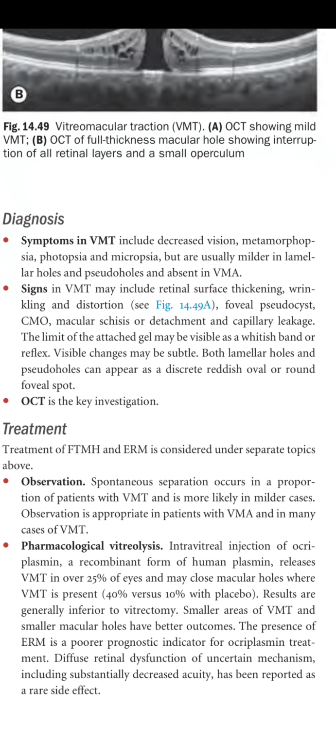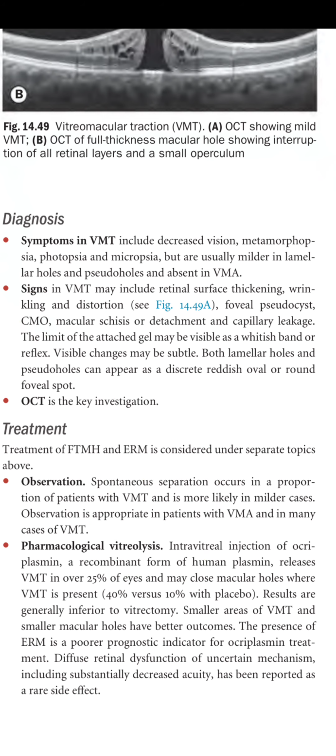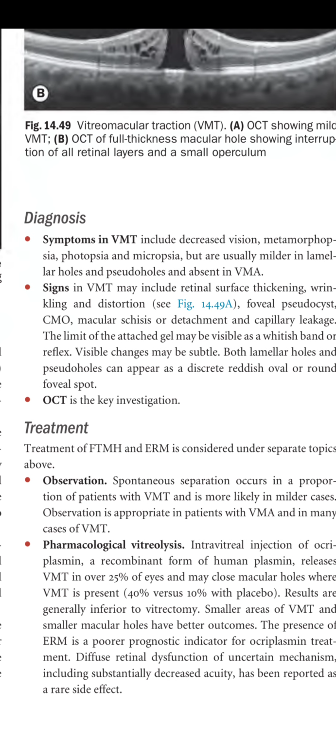So the retinal surface can be thickened, there can be wrinkling, there can be distortion, there can be CMO formation, there can be sheathing in the macula and capillary leakage. The limit of the attached gel may be visible as a whitish band or reflex. Visible changes may be subtle. Both lamellar holes and pseudoholes can appear as a discrete reddish oval or round foveal spot. OCT is the key investigation.